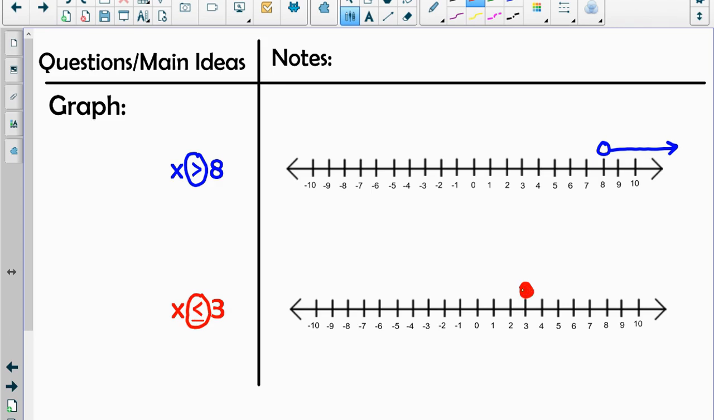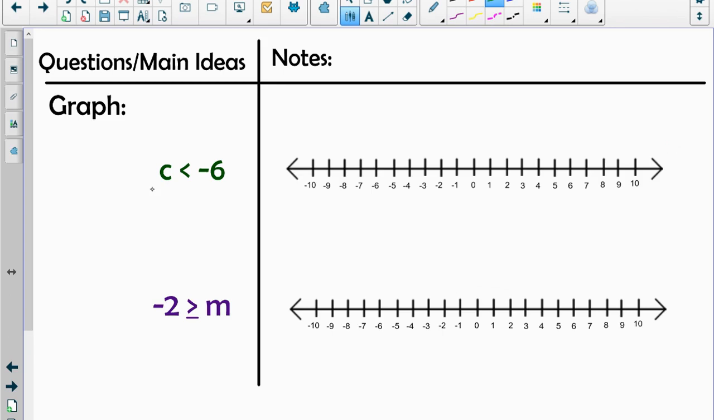So I want to show that 3 is a possible solution by filling in the circle. And then I want to show that all of the other solutions are to the left of 3 because that's where everything is less than 3. So all the x values that are less than or equal to 3 will be to the left of 3 and including 3 on the number line. So I've shown what those solutions look like by shading or drawing an arrow in that direction.